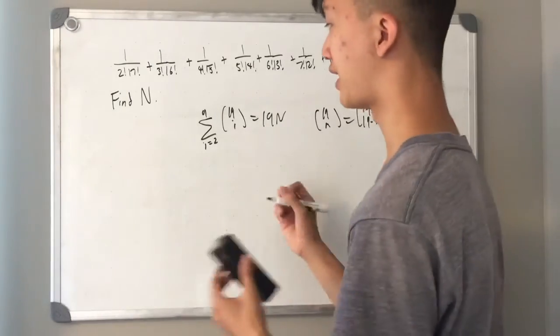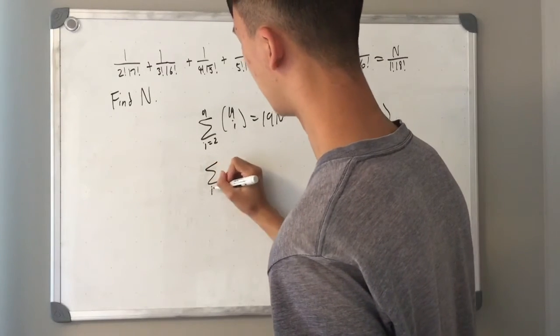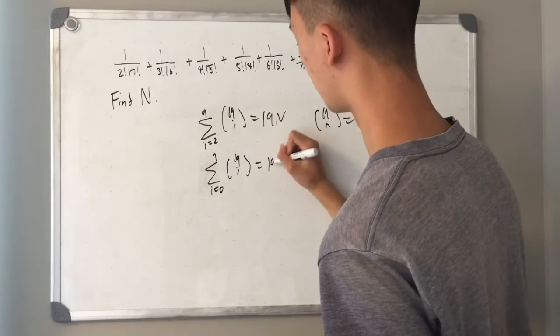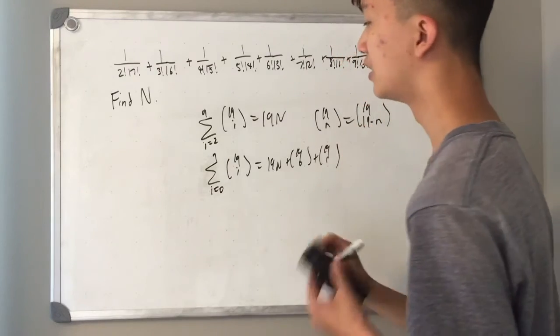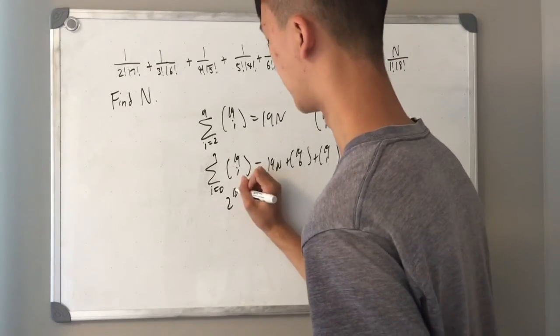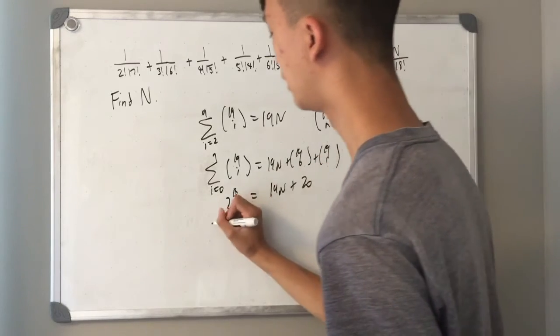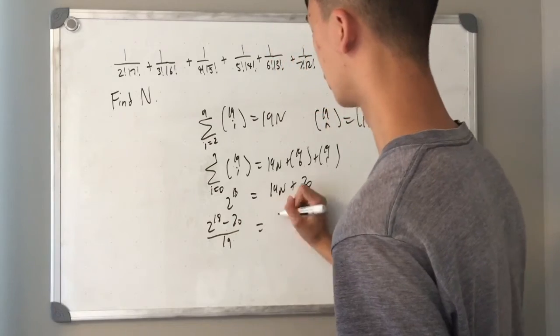And so we can now add 19 choose 0 and 19 choose 1 to both sides. And so we have the sum from i equals 0 to 9 of 19 choose i is equal to 19n plus 19 choose 0 plus 19 choose 1. This is then equal to 2 to the power of 18, which is equal to 19n plus 20. And so we have 2 to the power of 18 minus 20, over 19, is equal to n.